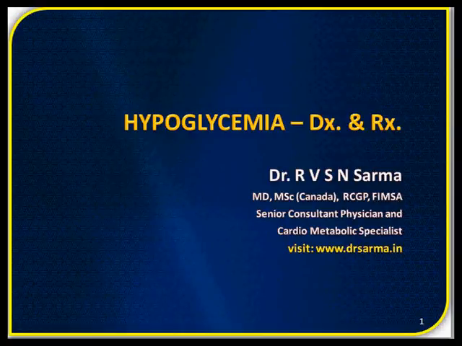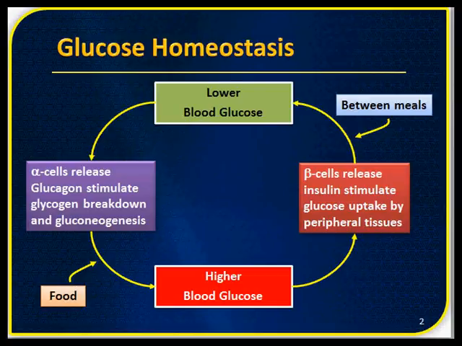So let us now proceed to understand hypoglycemia. Before we go into hypoglycemia, we need to understand the glucose homeostasis. So the blood sugar or blood glucose is kept in a very narrow range of 70 milligrams to 110 milligrams in the fasting state, with a slight spike after the postprandial state up to 140-150 milligrams. How is this possible? This is because of two important hormones, the insulin and the glucagon.